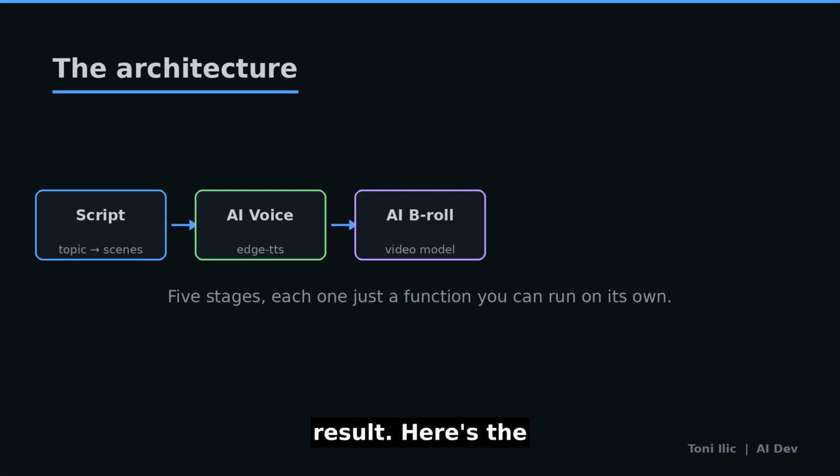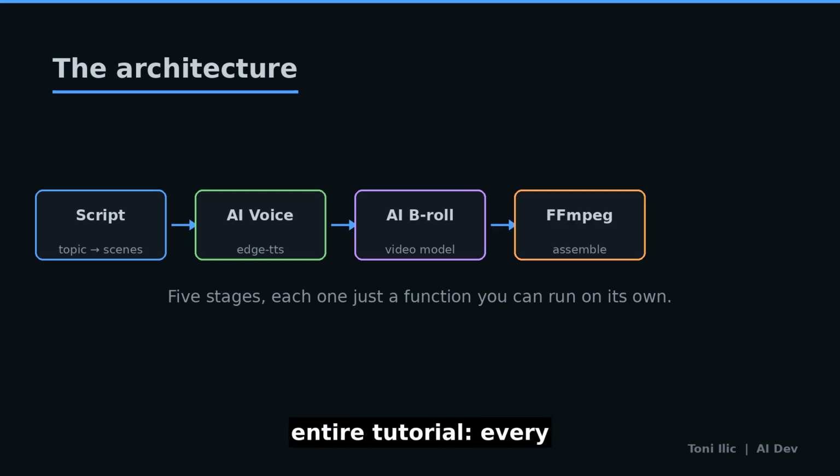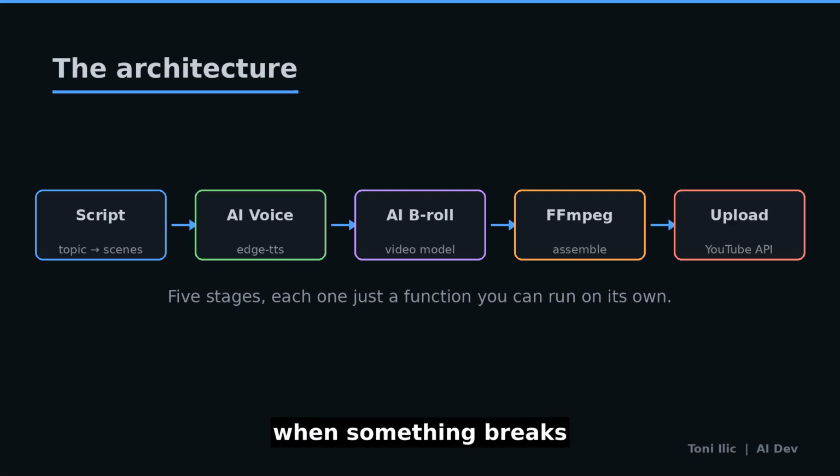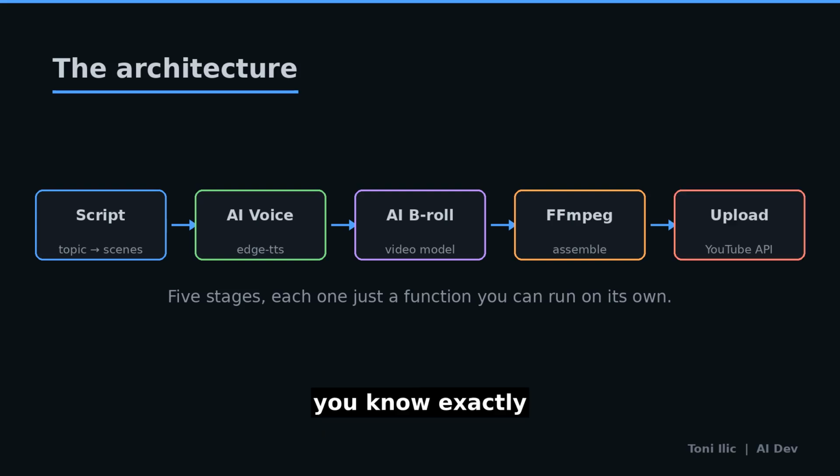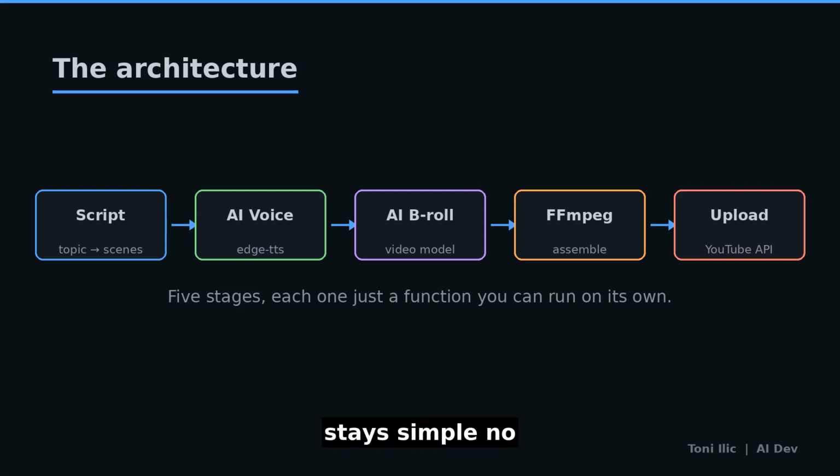Here's the most important design idea in the entire tutorial. Every stage is an independent function you can run and test on its own. That means when something breaks, and something always breaks, you know exactly which stage to look at. Build it this way, and the pipeline stays simple no matter how big it grows.